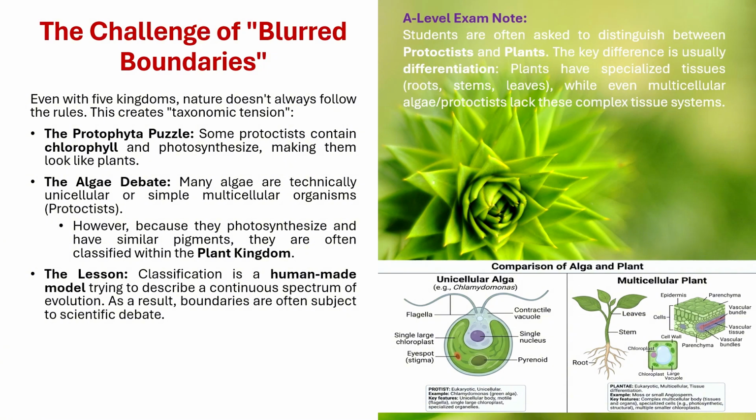But before that, look at this picture for comparison. This is alga and plant. Okay, unicellular alga. This is a picture of a chlamydomonas, and on the right side that is a multicellular plant. You can see very clearly the difference of complex tissues. In unicellular alga, there is no complex tissue, that is protoctist, while multicellular plants have multiple tissue complexes. So let's look next at a unique group. It is almost impossible to classify. That is the viruses.